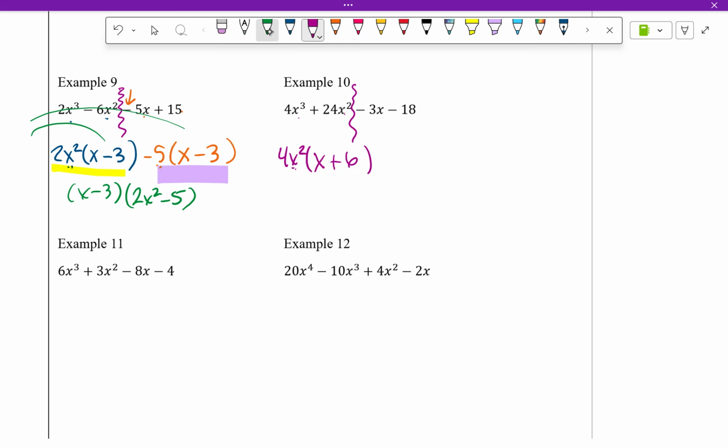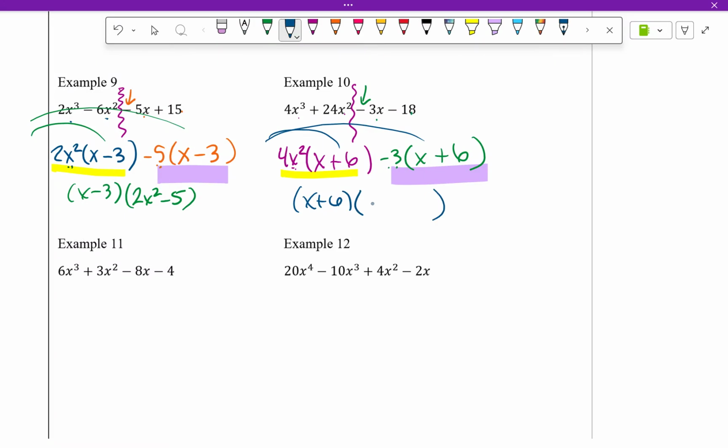Okay, let's try the back piece. So, what should I pull out of the back piece? Yeah, good. If we lead with that negative, we're going to pull a negative out. All right, what times negative 3 is a negative 3x? What times negative 3 is negative 18? Good. All right. We've got the yellow group, purple group. Okay. What is the ugly greatest common factor between those two groups? X plus 6. How many times do I get to write it down? Once. And then everything that's left behind gets written. So what's going to go in the back parentheses?